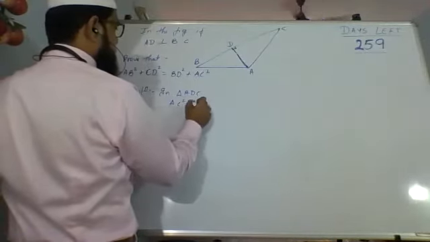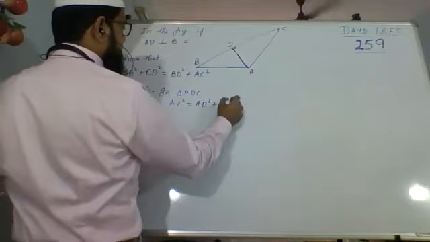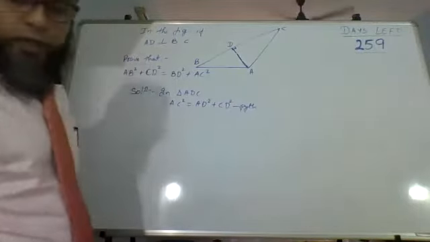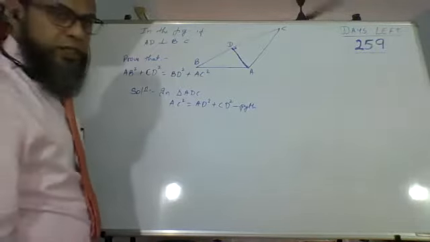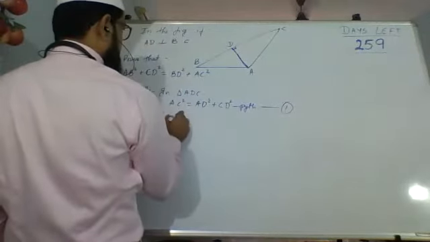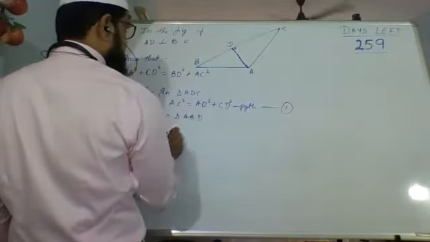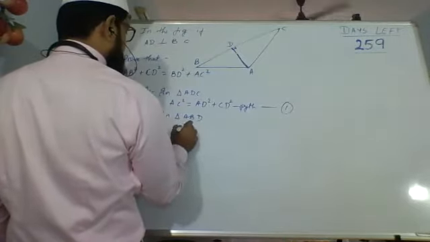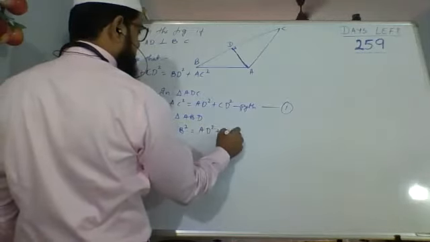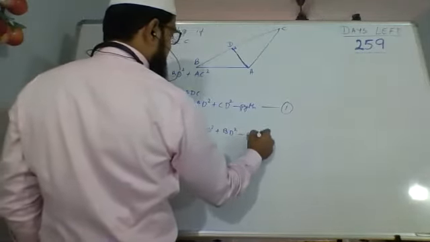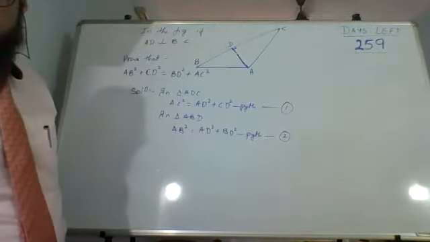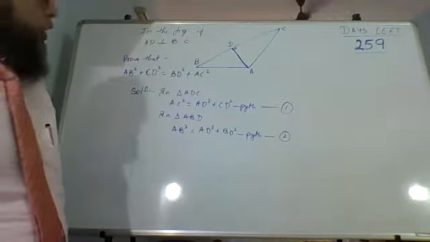AC square equals AD square plus CD square, Pythagoras theorem. Then take this triangle. In triangle ABD, AB square equals AD square plus BD square. Again, Pythagoras theorem. Call this equation number 2.